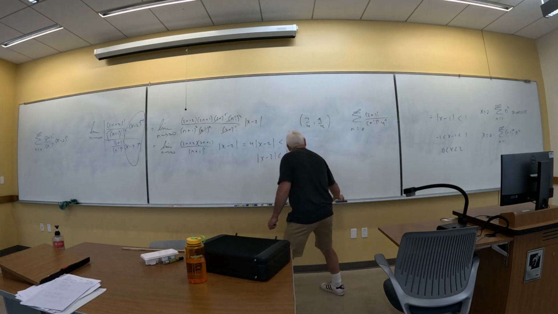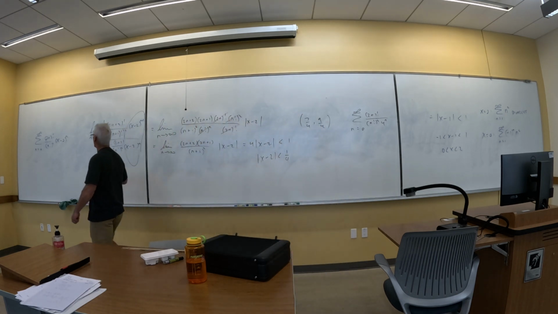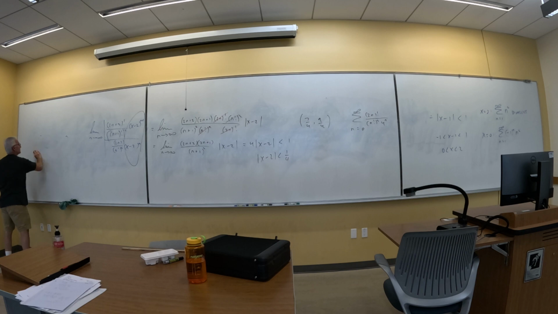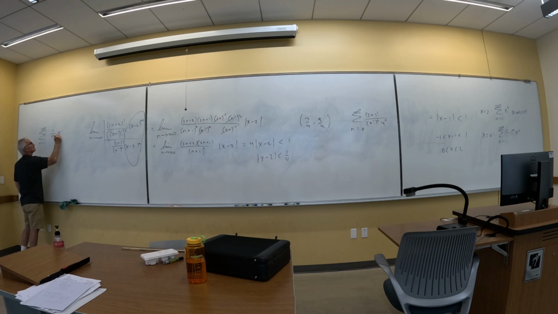Now, let's look at another one. I want to start looking at ones that are a little bit off center. Just a little bit. All right, let's do, how about the sum from n equals 1 to infinity of 1 over n times x minus, well, let's say x plus 2, we haven't used x plus 2, and I'm going to do that to the 2n.